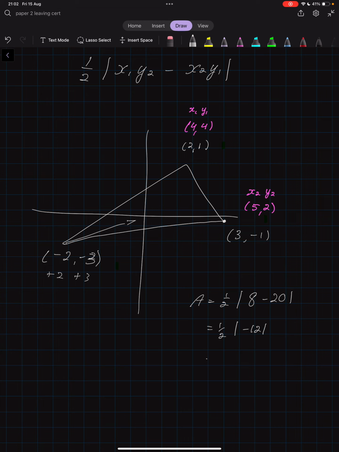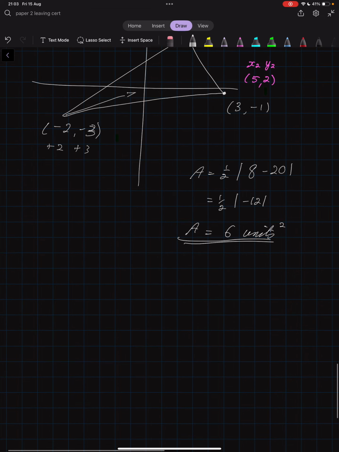The magnitude, you basically just take the size. So if it's minus 12, you just take 12. 12 over 2, 6. Remember, it's always units squared because you're working with areas. Just be careful, okay? So to use that formula, you always have to bring one of them to 0, 0. Okay? And that's kind of it. So just be careful with that, all right?